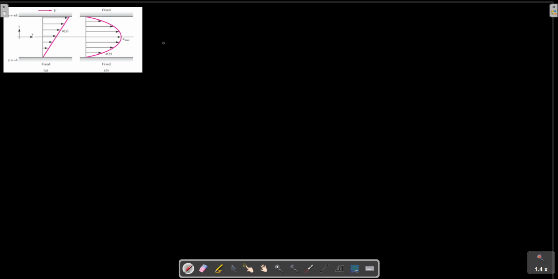So with replacing to the previous relation, we can obtain a function for the velocity distribution in a Couette flow.